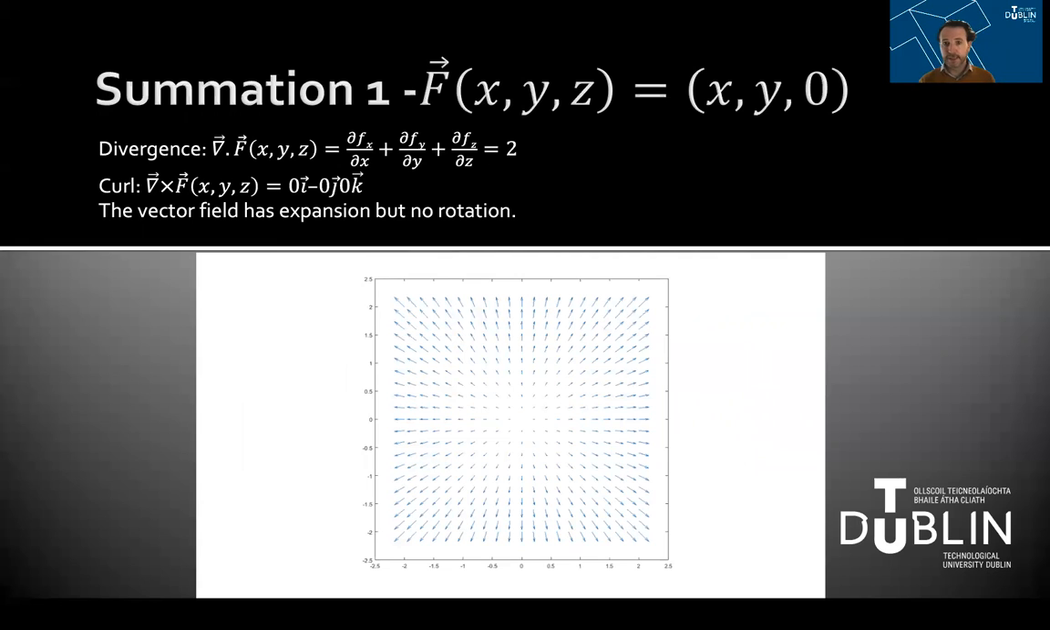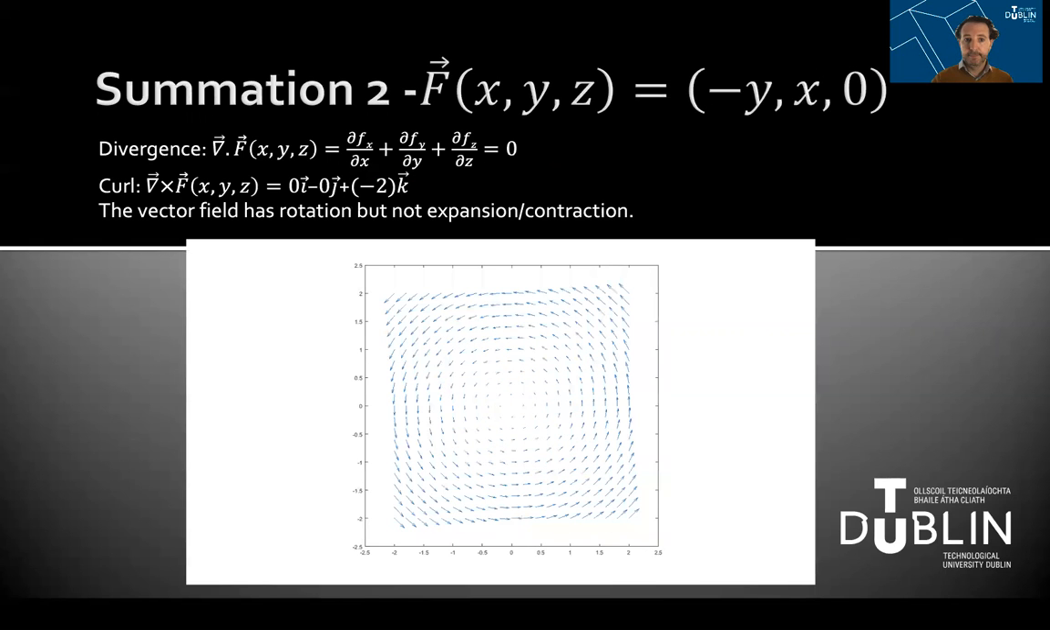So let's bring it all together. Example 1 was just xy, and the z component was 0. That had a divergence equal to 2 and a curl of 0. So what do we know? This vector field has expansion, but no rotation. That's how you sum it up. The next one is minus y, x, 0. That had a divergence of 0, but a rotation of 0 i, 0 j, minus 2k. So it has a rotation around the z-axis, but no expansion or contraction.